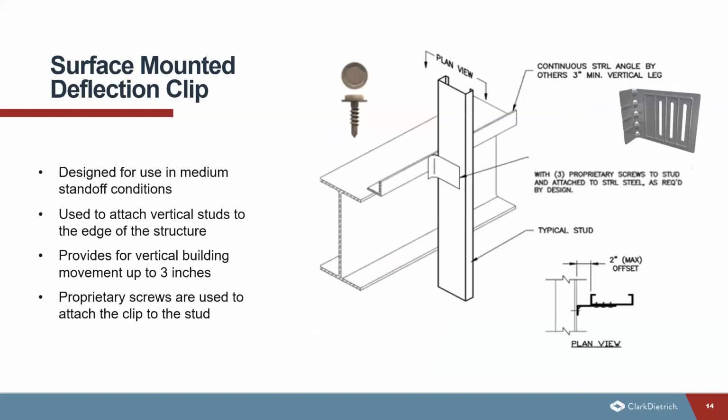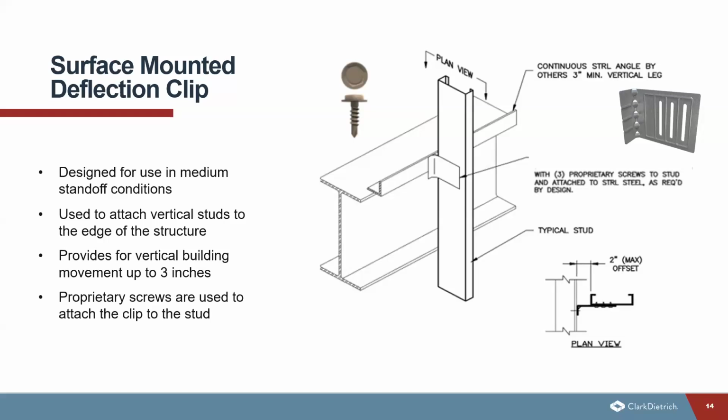So the first clip we'll take a look at is the surface mounted deflection clip. This is going to be used for medium standoff conditions, and it's used to attach vertical studs to the edge of the structure. So we can see on the detail here how the clip is actually being connected to the structural angle to connect to the building structure, and then it's attached to the stud framing. So it's going to help provide vertical building movement up to 3 inches. And that's all going to be dependent on the slots that you see in the clip on the slide.